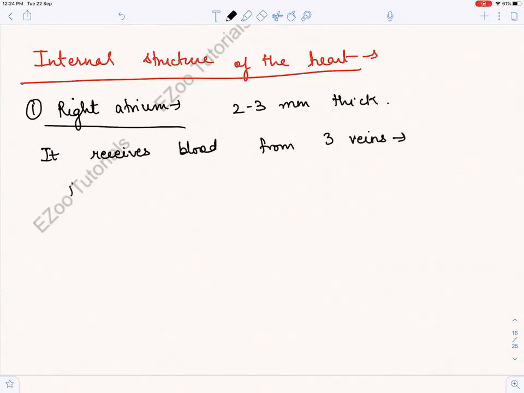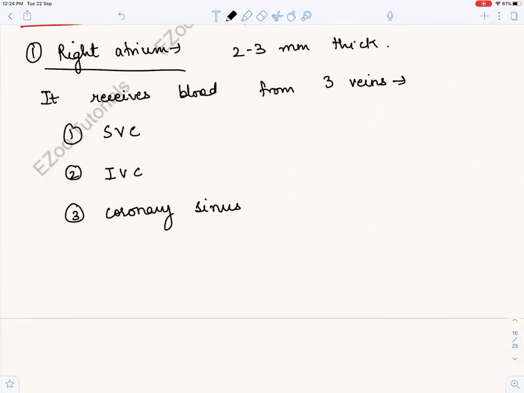And what are these three veins? These are superior vena cava, inferior vena cava, and coronary sinus. That was what I drew in the end, the coronary sinus. You understood this? It receives blood from three veins. Superior vena cava brings blood from the upper side of the body, and inferior vena cava from the parts of the body below the diaphragm.